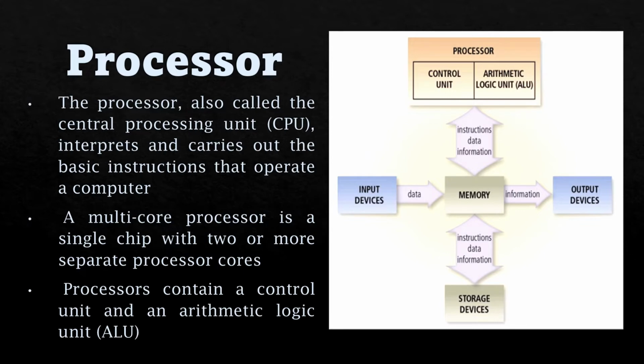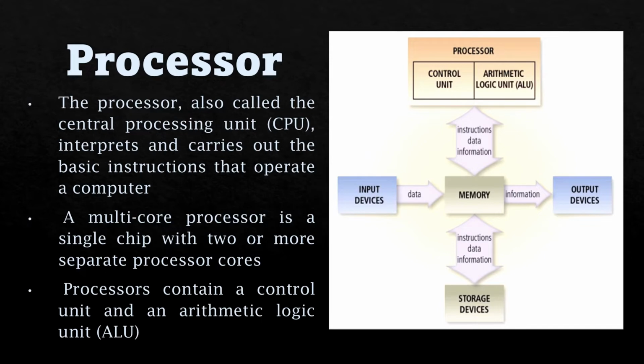A multi-core processor is a single chip with 2 or more separate processor cores. The first multi-core processors were produced by Intel and AMD in the early 2000s. Multi-core allows PCs to run multiple processes at the same time with greater ease, increasing your performance when multitasking or under the demand of powerful apps and programs.